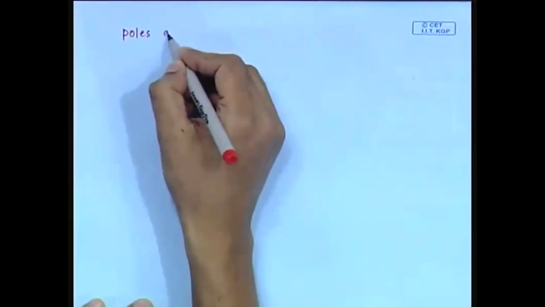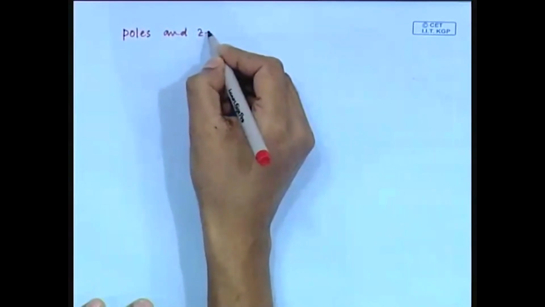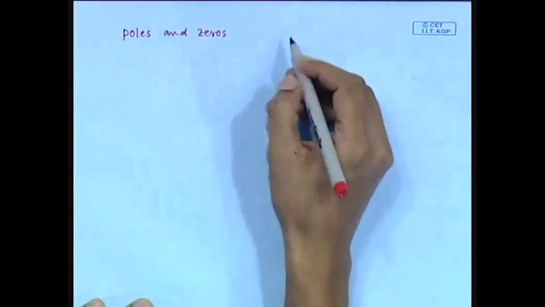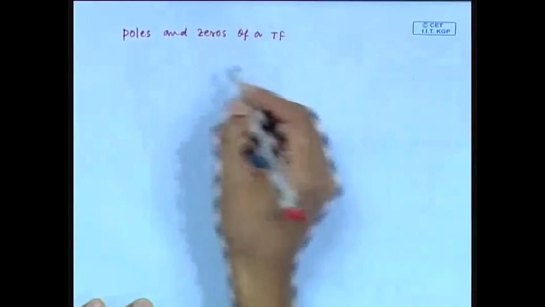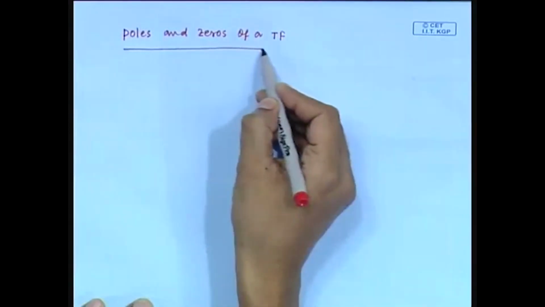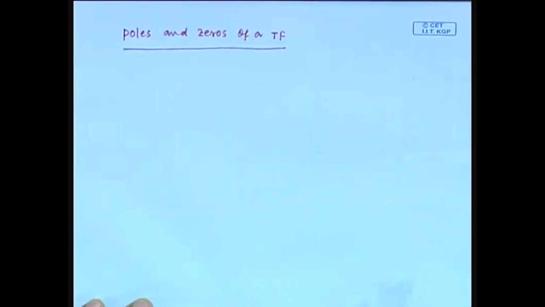So, now we will start the poles and zeros of a system. Our topic is poles and zeros of a system, or you can say transfer function. Fine.